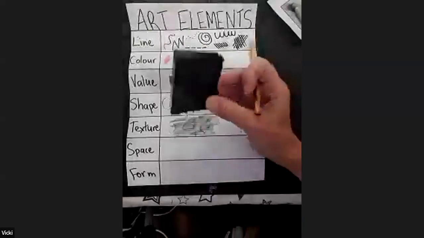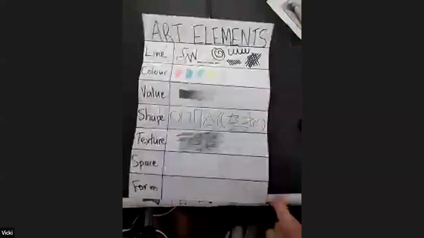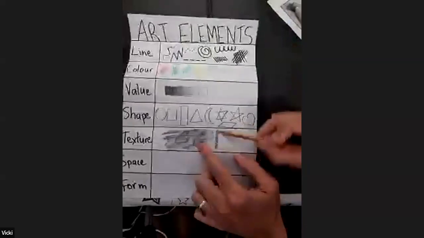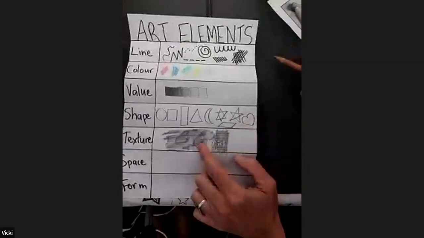So, does anyone know what this is? This is ink for my printer, and it's got lots of grooves on it. If I put this underneath my paper and then start rubbing, look at this really cool effect. Can you see that? That's the rubbing technique.